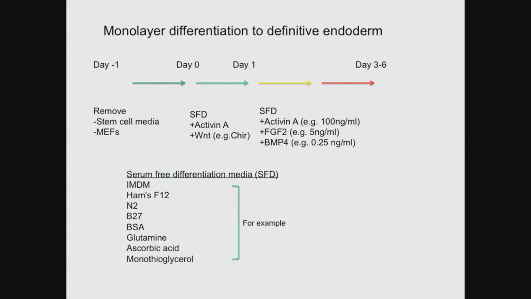Okay. And then once you've induced definitive endoderm, the next step is whatever your differentiation protocol is for your lineage of interest. We'll be talking about lungs, so we use just a very simple base media that we call serum-free differentiation media. These are the components, and then we add different growth factors at different stages. I'll talk to you a bit more about that.